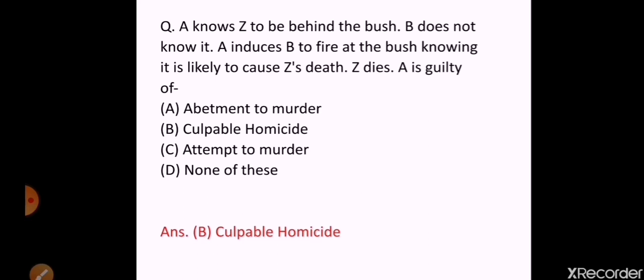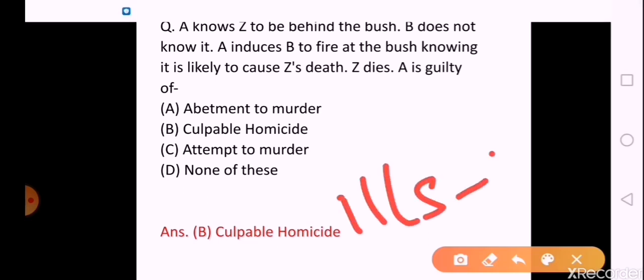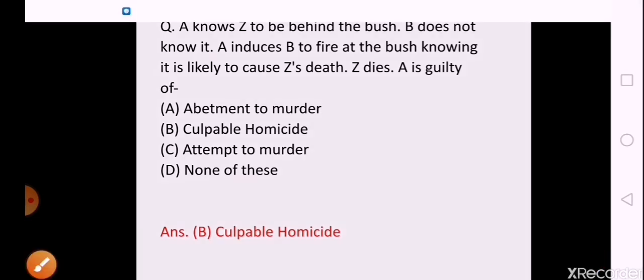This is also an important example and illustration which is mentioned in section 299, and this is illustration B. Fine. So illustration B of 299 covers this question, and it is culpable homicide, and this was asked in the MPCJ in 2011. This is an important question, and this has been repeatedly asked in the MP and Delhi and also in the Maharashtra. So you all have to see this question again.